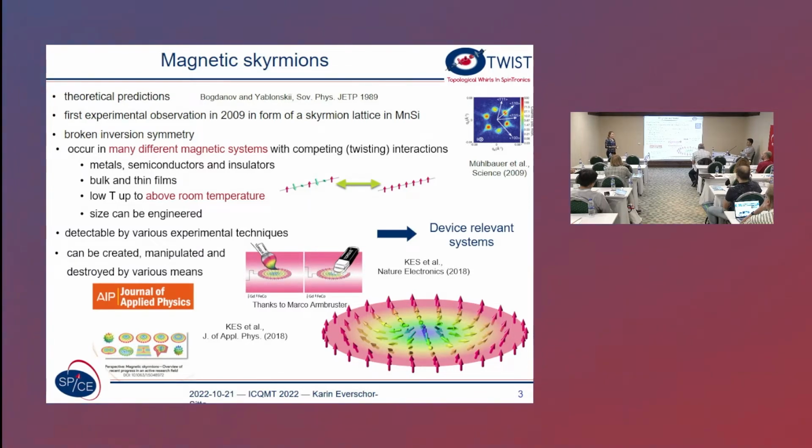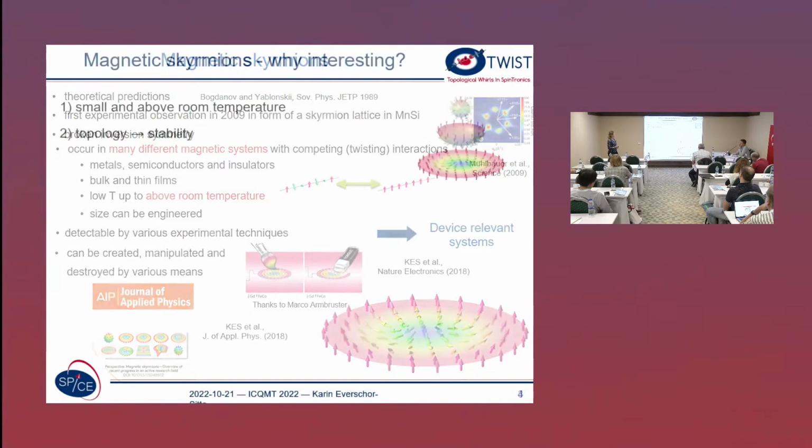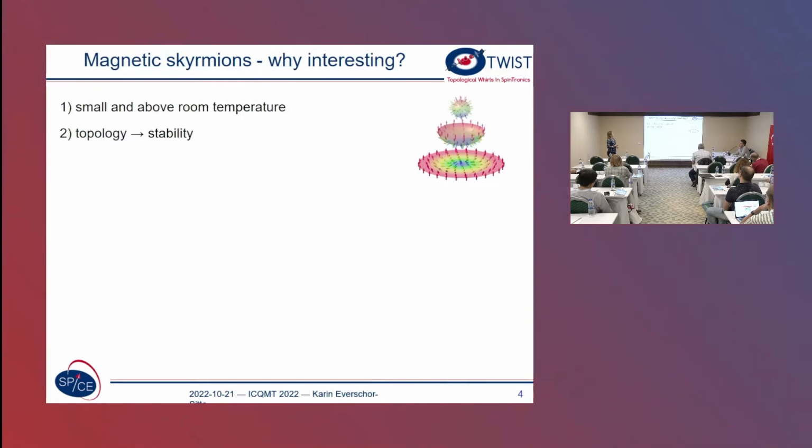We can create them, manipulate them, and also destroy them by different means, by electric currents, magnetic fields, and so on. And there's more than just the skyrmion texture, as we've also seen this morning. So there are more structures around. So what makes skyrmions cool?